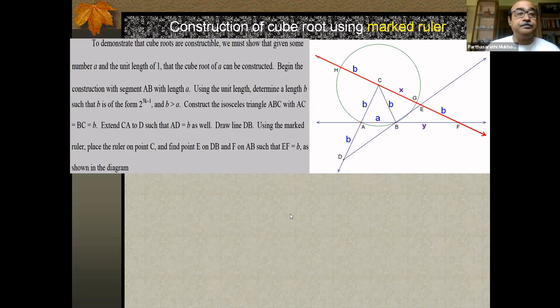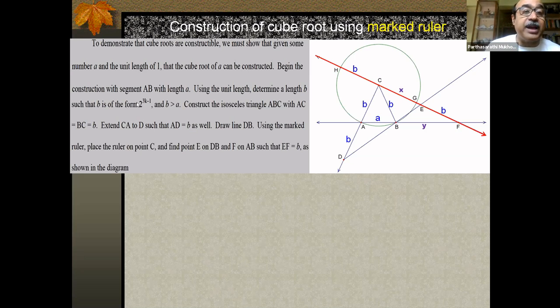So what is the problem? We have a number A and a unit length 1. Can I construct the cube root of A geometrically? That's my challenge. Begin the construction with the segment AB with length A. Can you see it here? AB, an arbitrary segment with length A. You take a line along that and mark this length AB on it. Using the unit length, you determine a length B of the form 2 to the power 3k minus 1, where B is greater than A. Of course, that means the first such B that you should take.